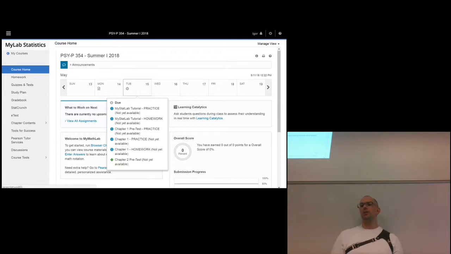Just be very familiar with how to operate within MyStatLab, because that is what we're going to be using for the duration of this semester. We're going to be using it extensively. All right, any questions on that?